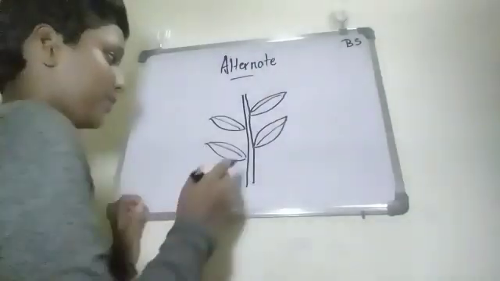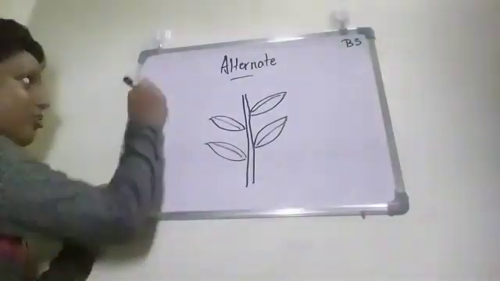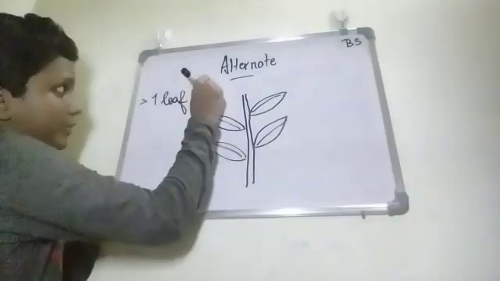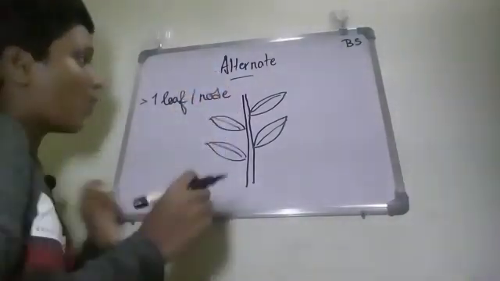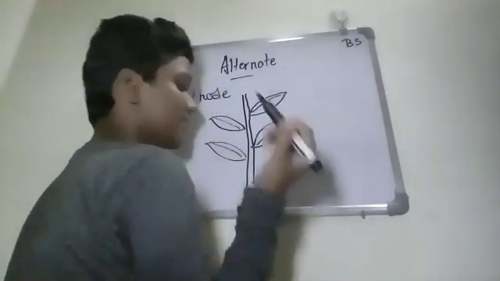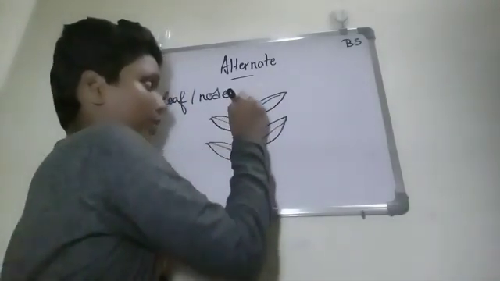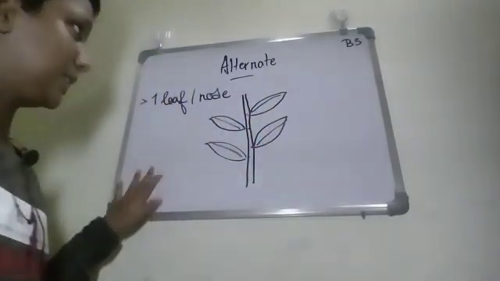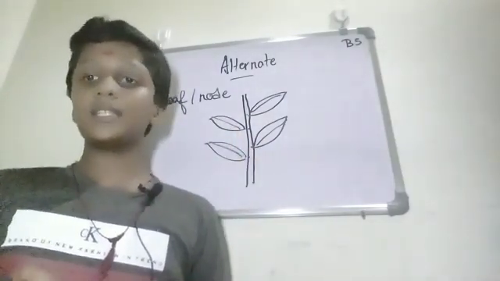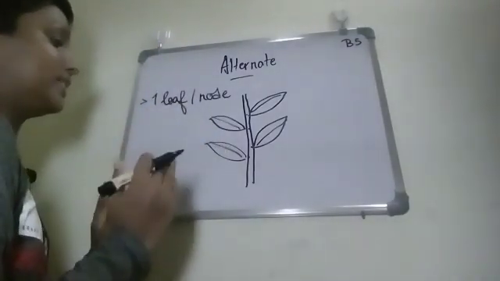The specialty of the alternate arrangement is that there will be one leaf per node. One leaf per node means, this is a node and you can find only one leaf per node. When there is only one leaf in each node, we call the arrangement alternate.